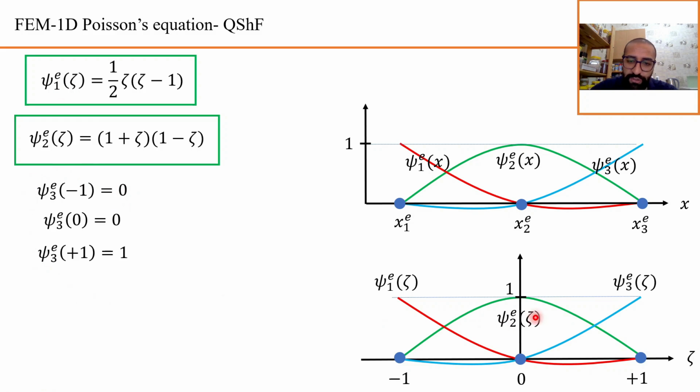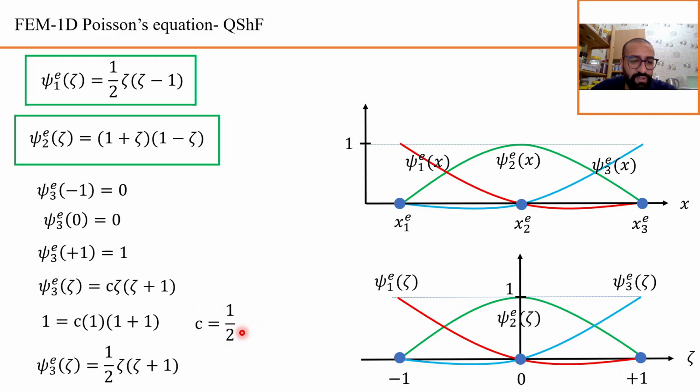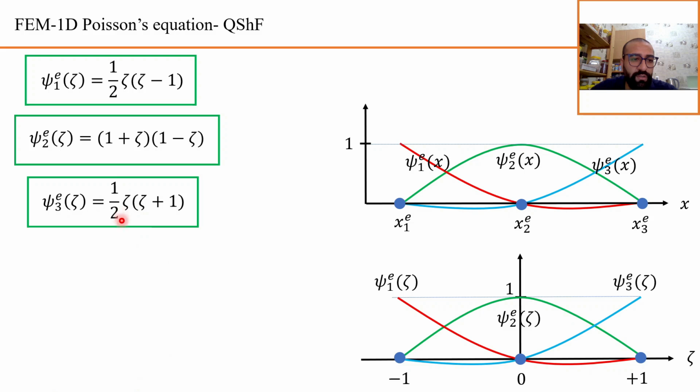About the third shape function, we will use the same approach. Substitute this here, and we will see that the coefficient should also be 1 over 2, and the third shape function should be 1 over 2 times zeta times (2 zeta plus 1), because one root of the shape function is at the position of 0 and the other root is at the position of minus 1.